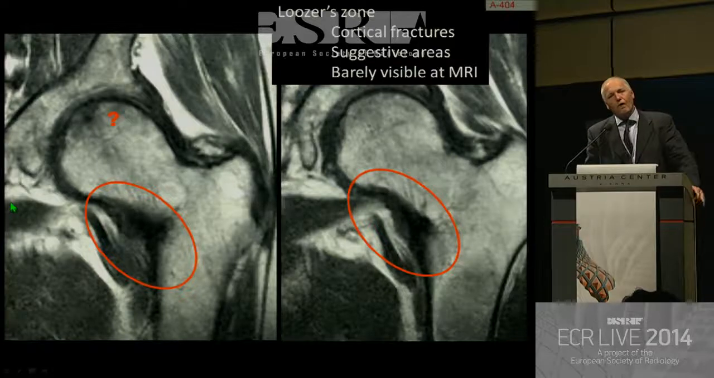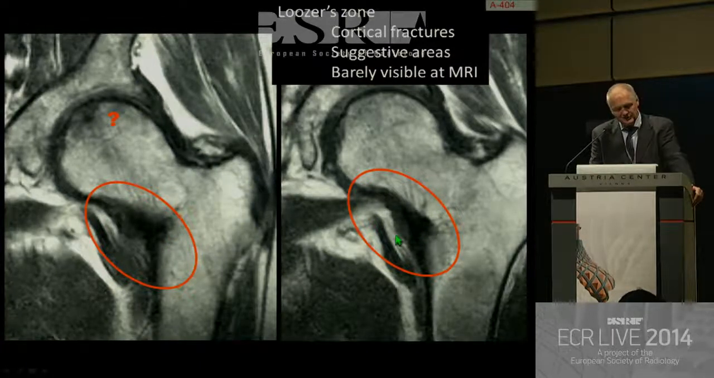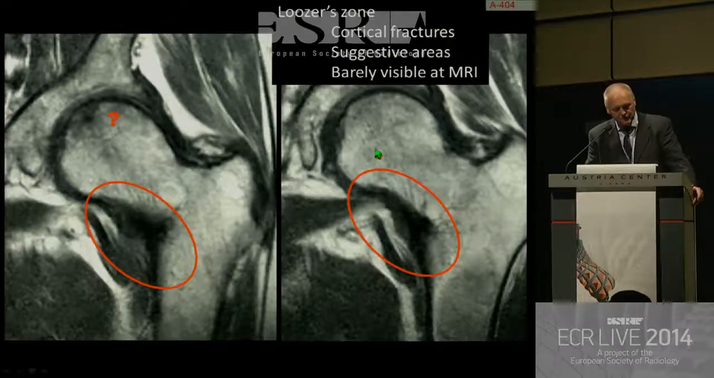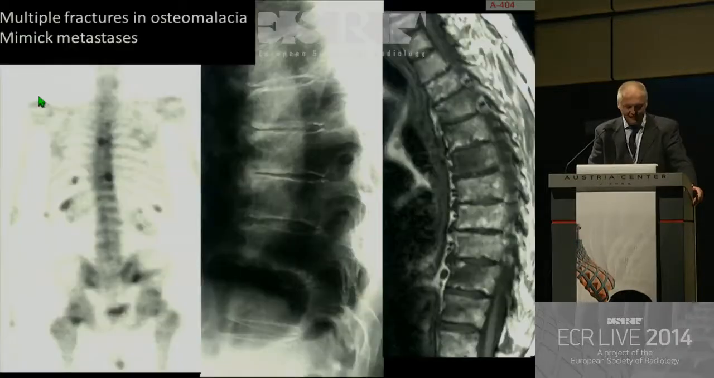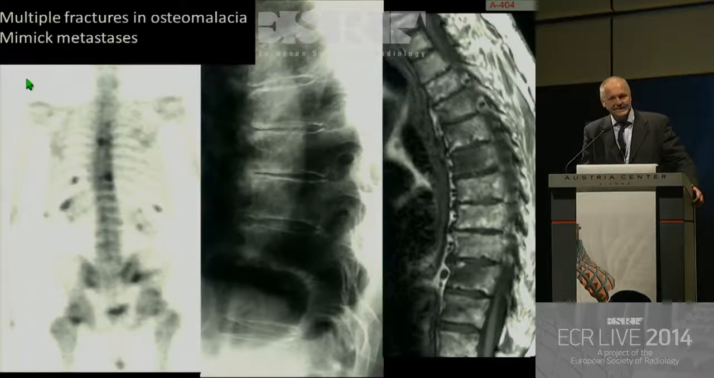And the reason why we miss the Looser zone is this. On MR images, we barely see the cortical bone. And this is a Looser zone from a patient that I couldn't show the X-ray of here, but this is a Looser zone, and it's not recognizable as a fracture. By the way, you will notice that the rest of the femur or the acetabulum is normal, although the patient has osteomalacia. This patient was referred to us from a cancer hospital. A lot of metastasis. They couldn't find the primary tumor.